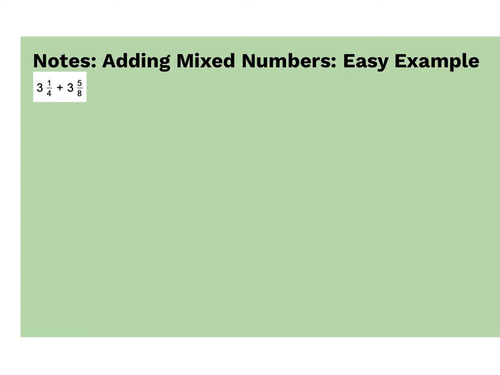All right, so we're going to be adding mixed numbers. And I'm giving you two different examples. One is the easier version because there's no extra step at the end. So let's go through that first. First thing you're going to do again is you need to write it vertically.